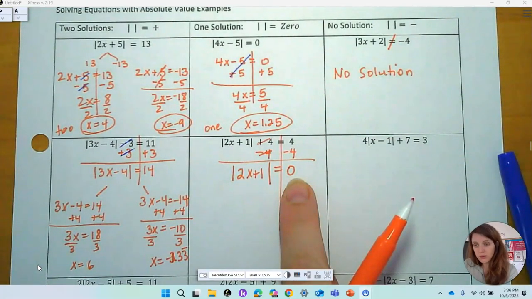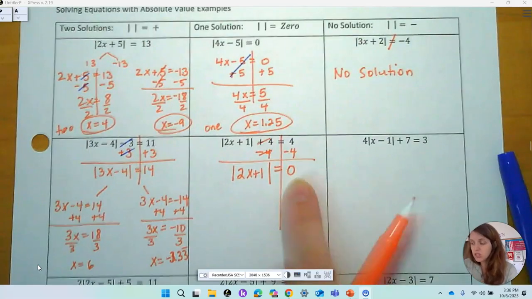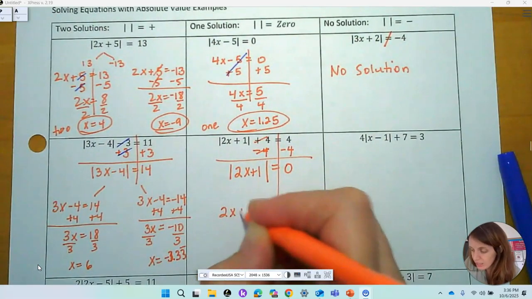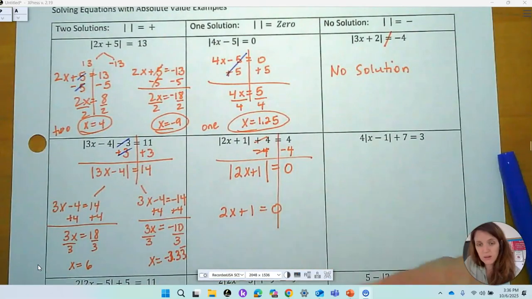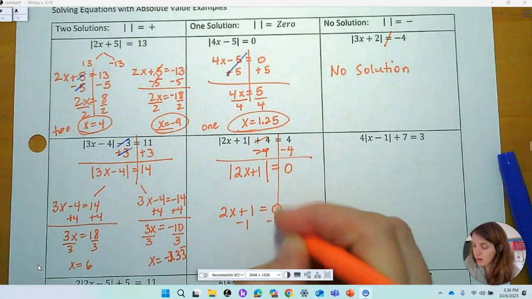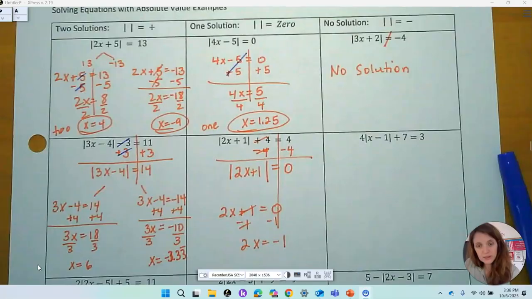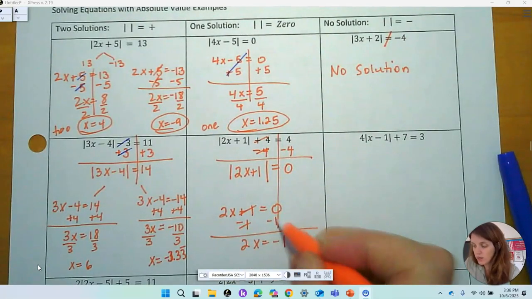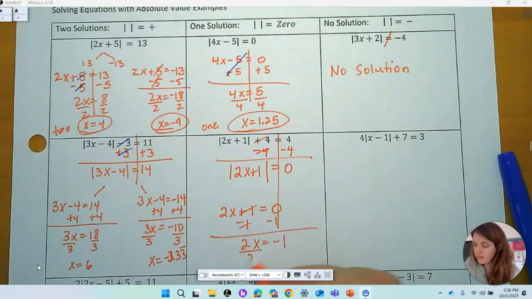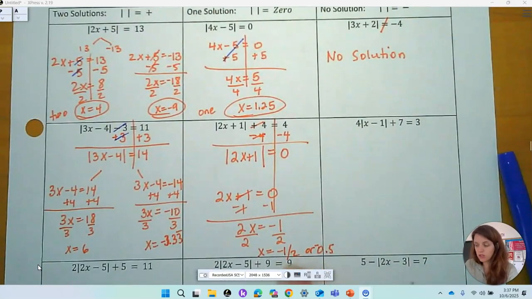When it equals 0, again, there's no positive 0 and negative 0, there's just 0. So I only need to solve one equation, 2x plus 1 equals 0, and then I can subtract my 1, and I end up with 2x equals negative 1, because 0 minus 1 is negative 1. And if I divide by 2, I should get x equals negative 1/2, or negative 0.5. Either of those answers is okay, the fraction or the decimal.